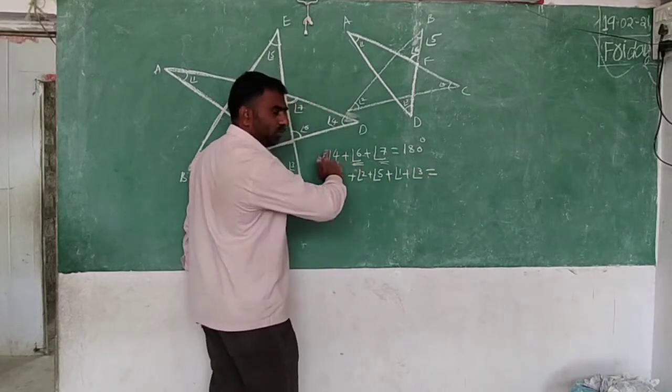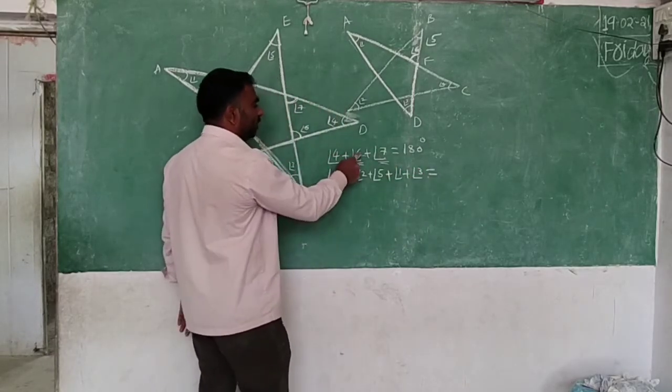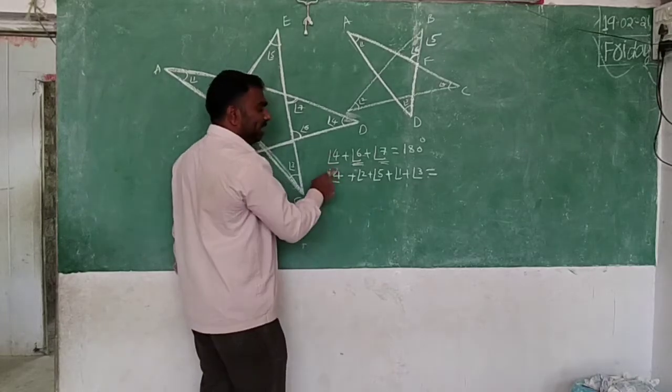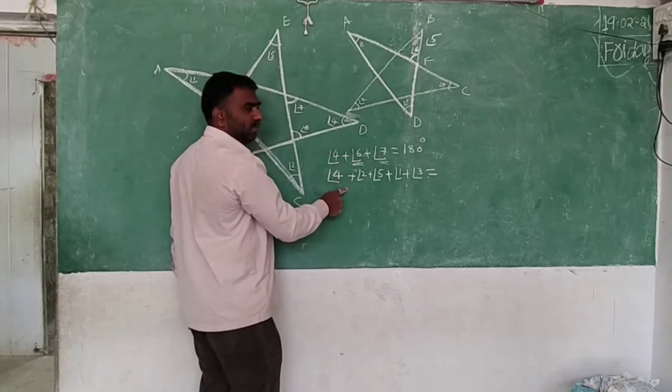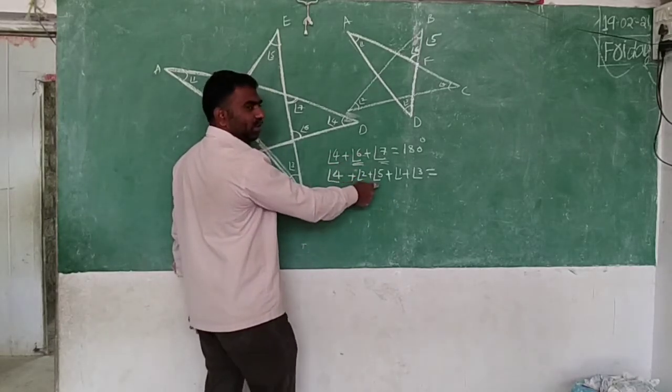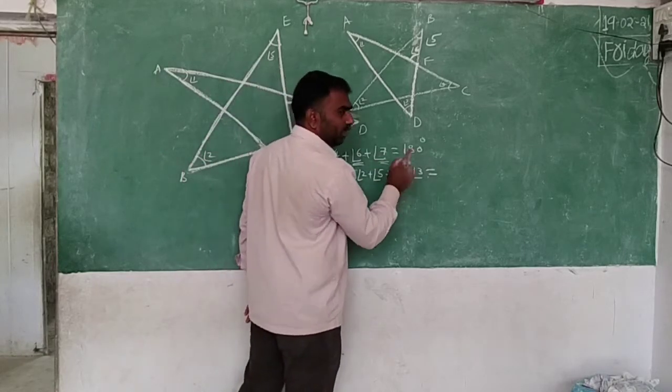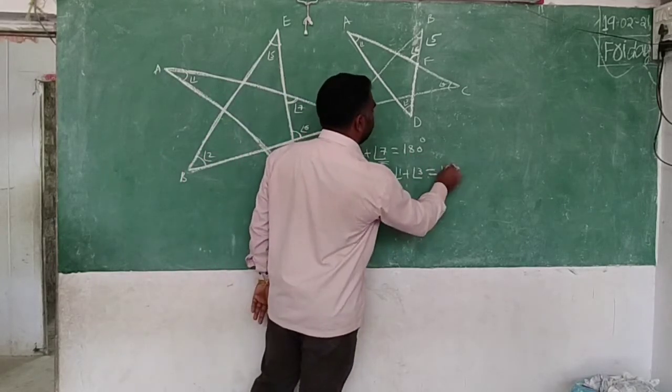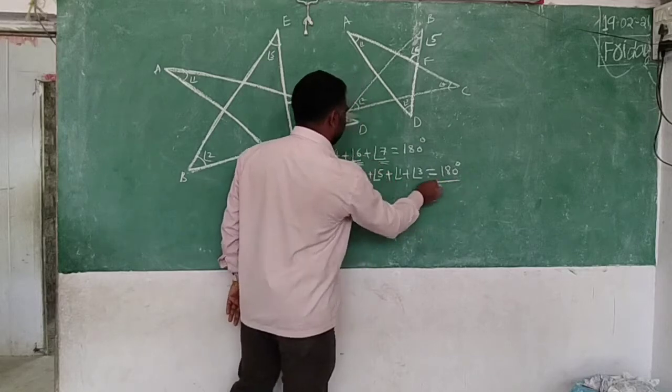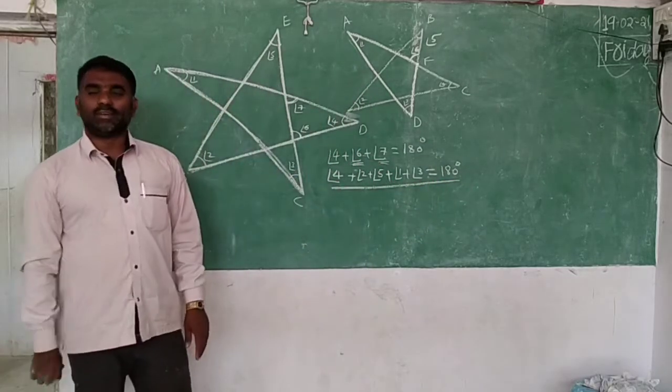So in this sentence, what did I change? Only 6 and 7. The 4 is as it is, the plus is as it is. Instead of 6, 2 plus 5. Plus, instead of 7, 1 plus 3. 180 is equal to 180. This is all we need.